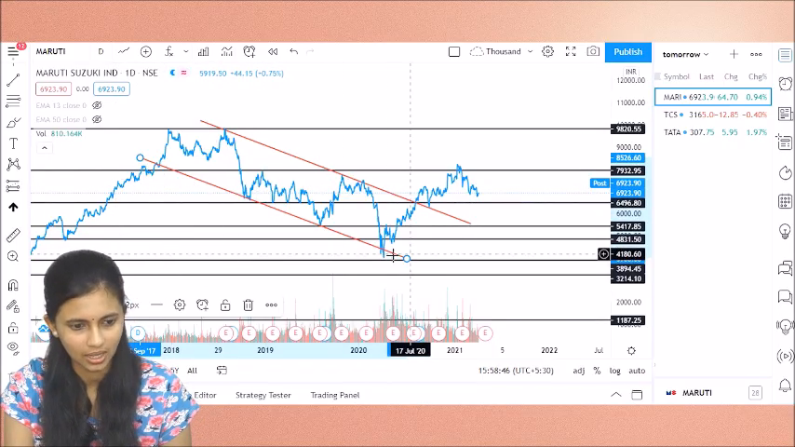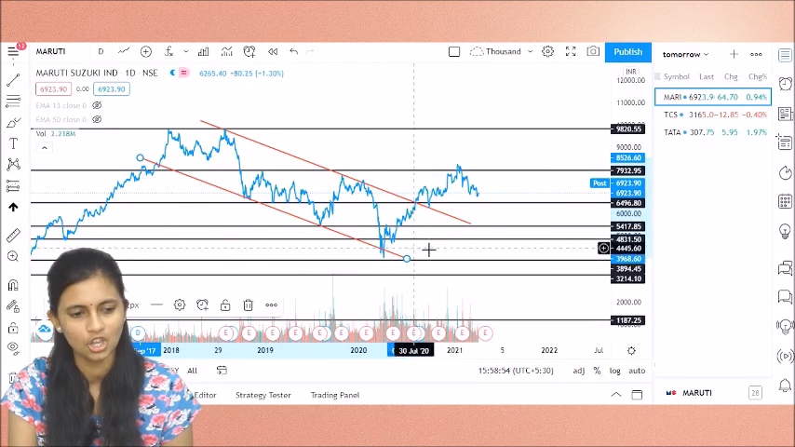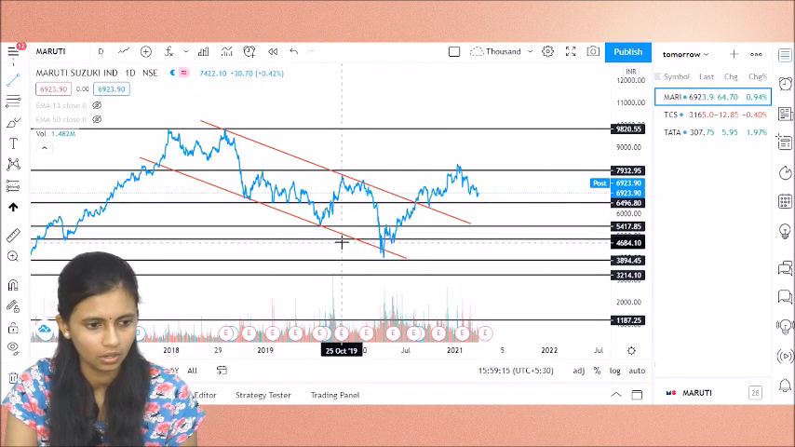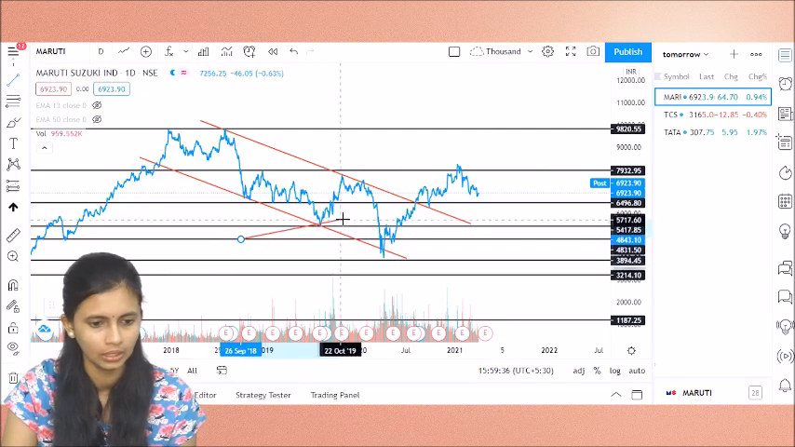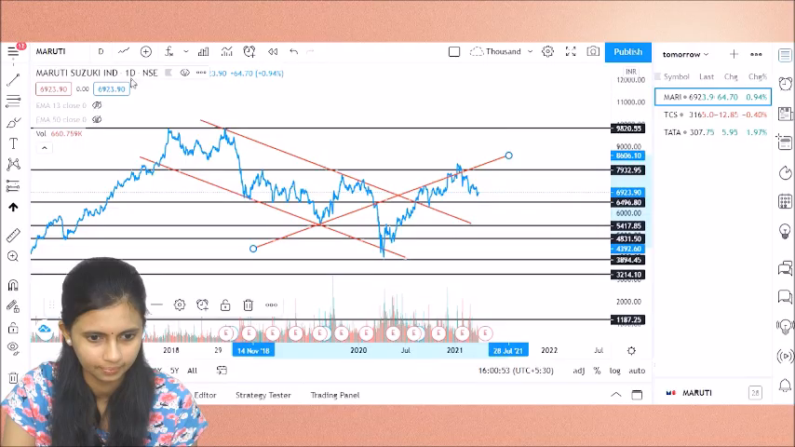here also you can see this particular level is constantly acting as support, right? Here there is a touch, here there is a touch, again here there is a touch. So this acted as support again and again. So again if I go on checking, here also we can get a very good trend line.